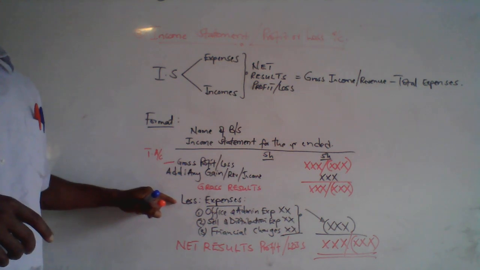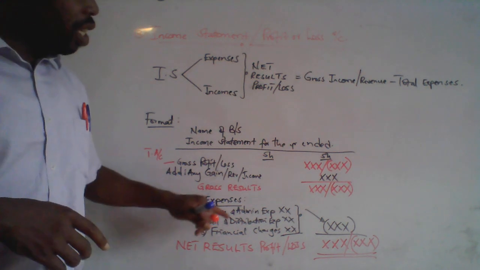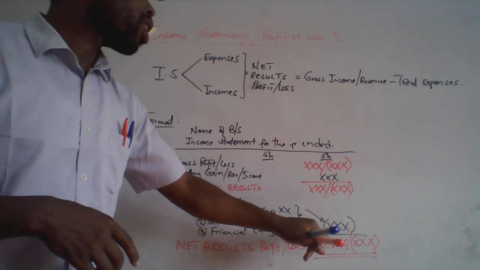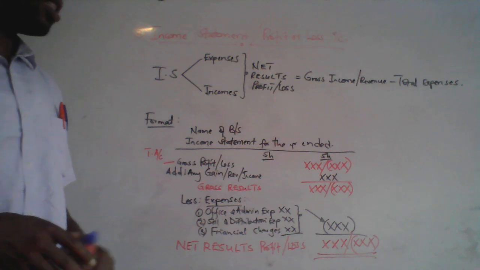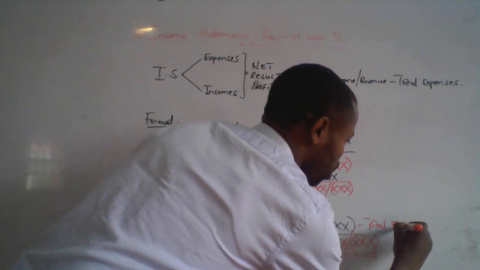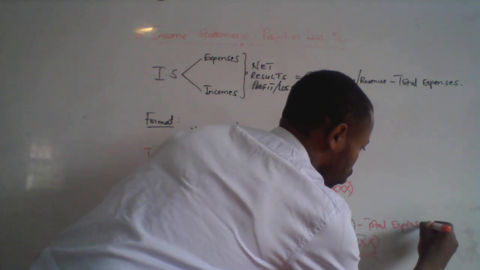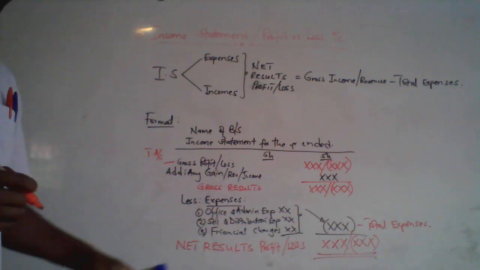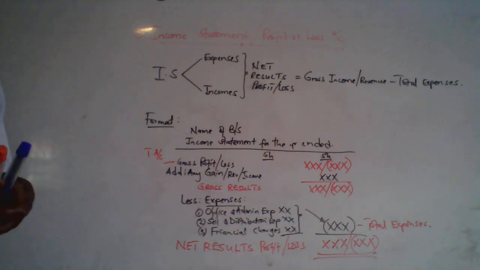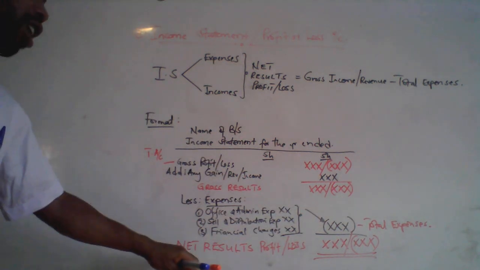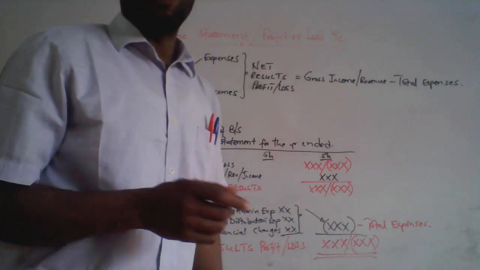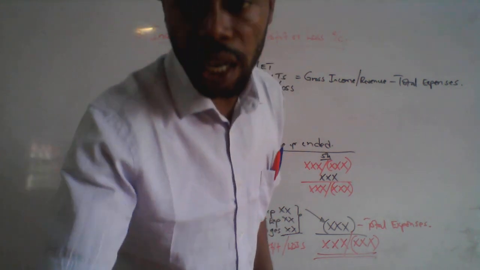Are we together? After getting all these types of expenses together and summing them up, you get the total expenses. Once you subtract these total expenses from the gross income or the gross loss, you are going to arrive at either a net profit or a net loss. And with that said, we can now do what we call an example.